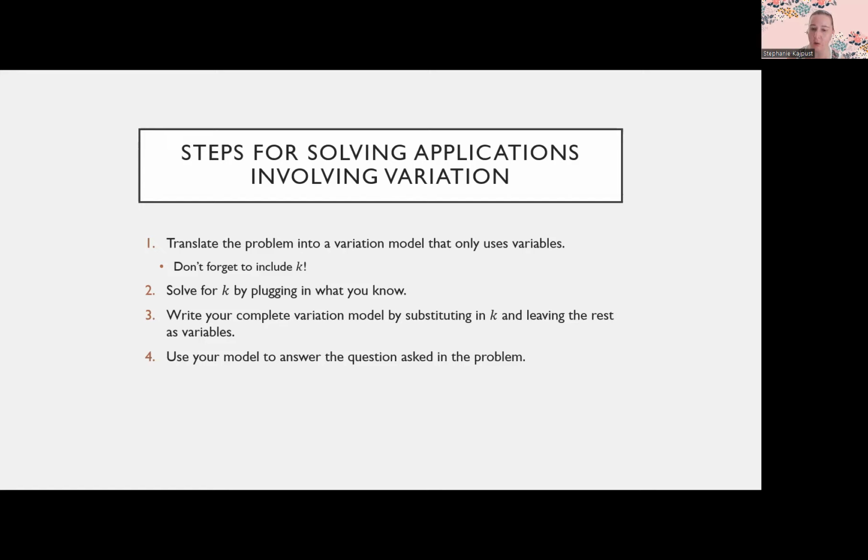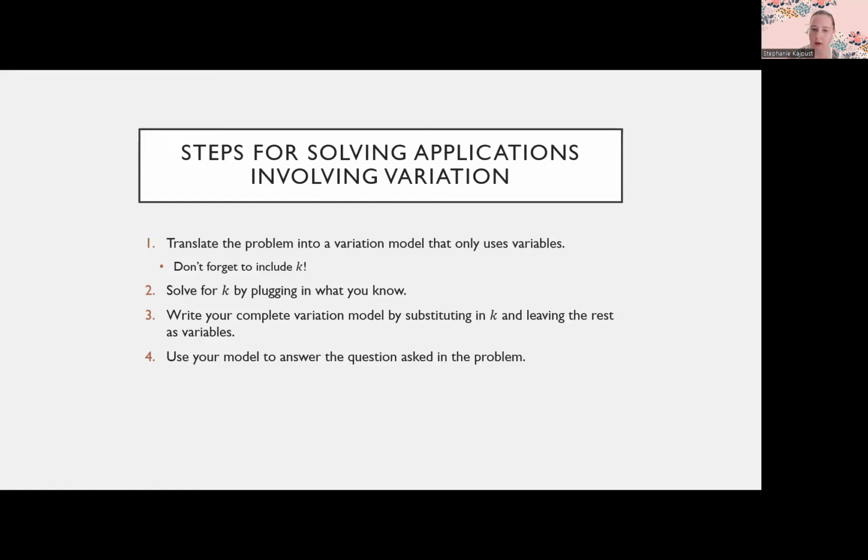So once you find out what K actually is, then you're going to write the equation again, but now you have a number instead of K. And that's your finished model. And then if there's actually something past that where they want you to actually answer a particular question using that model, using that equation, you go and do that.